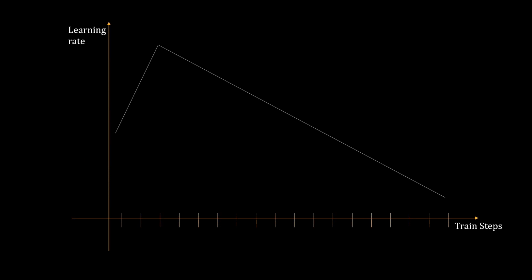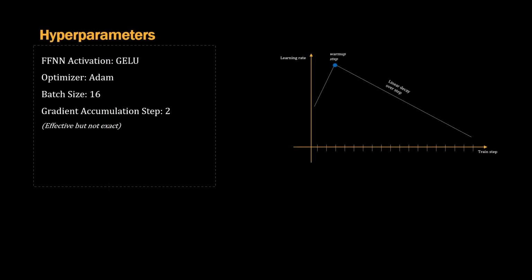Another key hyperparameter is learning rate. Instead of keeping the learning rate constant, we can gradually increase it during the warm-up phase until it reaches the maximum value, and then gradually decrease it over time to ensure stable convergence. We can define different scheduling strategies and choose the number of warm-up steps based on the model and dataset.